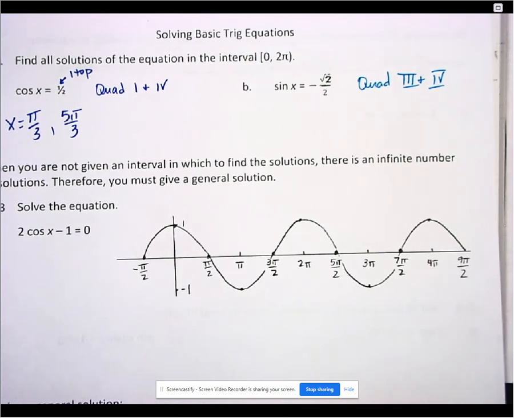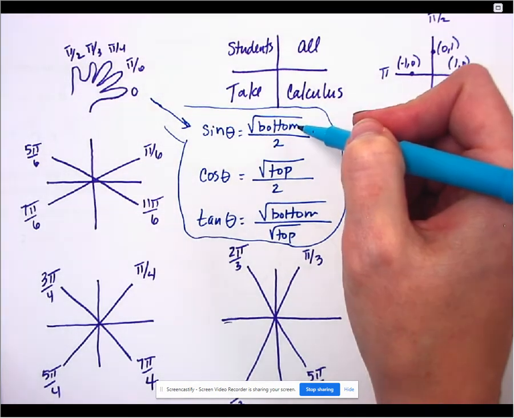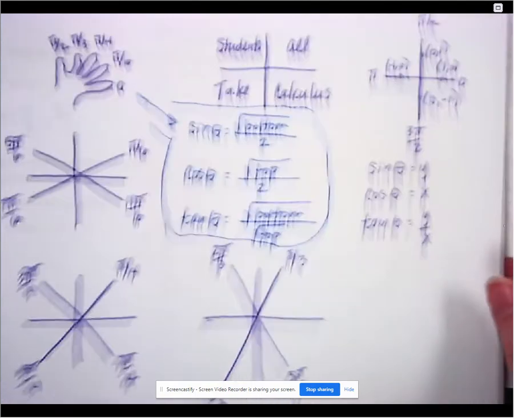All right, and then according to the hand trick, if we're going to find the sine of an angle, we're going to do the square root of the bottom over 2. So for this problem, that means we want 2 bottom fingers.